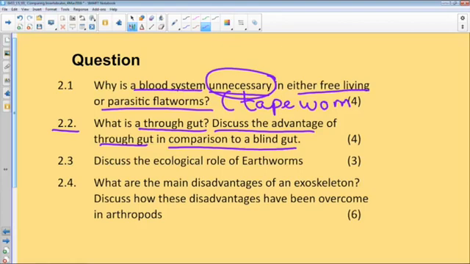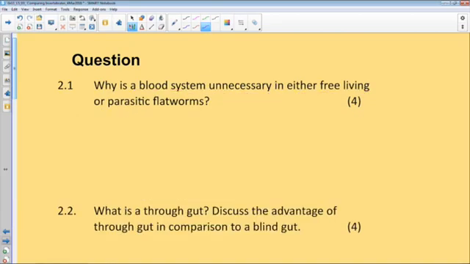So before we went into the break, we looked at this question, and I needed to come back to this question and discuss the answer. So what is a through gut? First part of the question. And the second part is, discuss the advantage of a through gut in comparison to a blind gut. So I've got some space here to work through this.